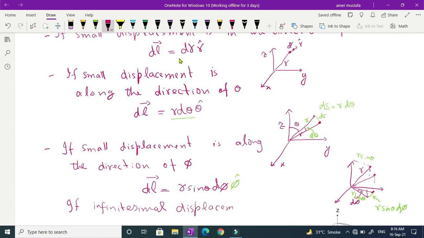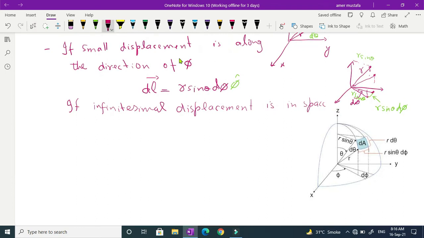Displacement is in space, then dl will be equal to some infinitesimal displacement due to change of r into r cap, plus infinitesimal displacement due to change of theta into theta cap, plus infinitesimal displacement due to change of phi into phi cap.